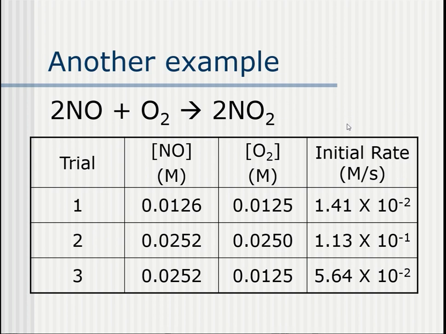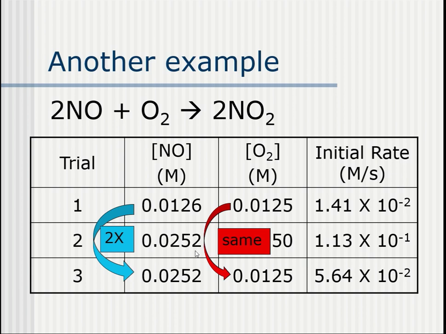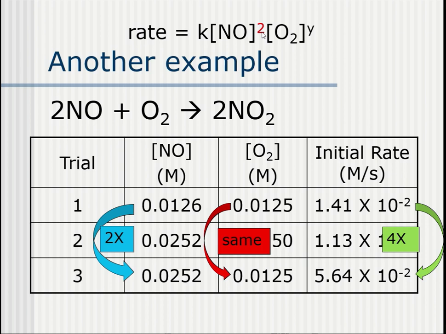Same logic is going to take place. We're going to look at what happens to concentrations as other concentrations stay the same. So for nitrogen monoxide, between trial 1 and trial 2, the nitrogen monoxide increases by a factor of 2. But if you notice, the oxygen does not stay the same. So we want to use trial 1 and trial 3. In trial 1 and trial 3, nitrogen monoxide doubles while the oxygen stays the same. And then we look at our rate. What happens to the rate? Well, the rate quadrupled. That means the rate law with respect to nitrogen monoxide is going to be second order.